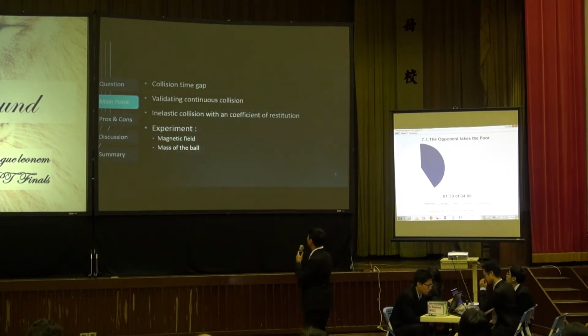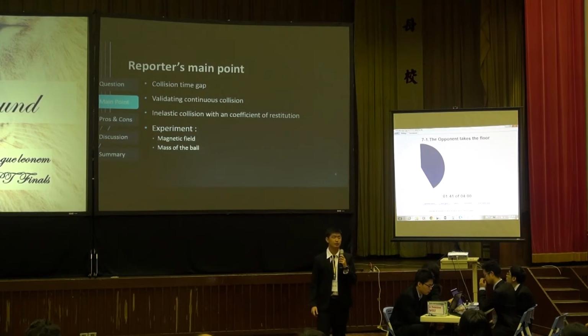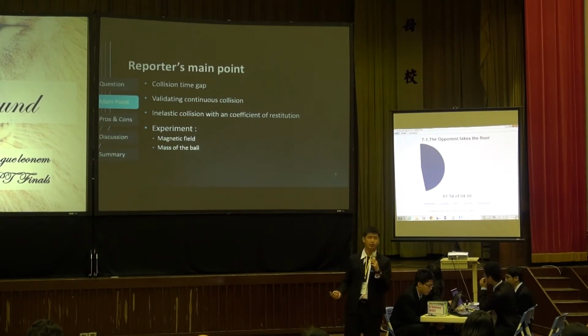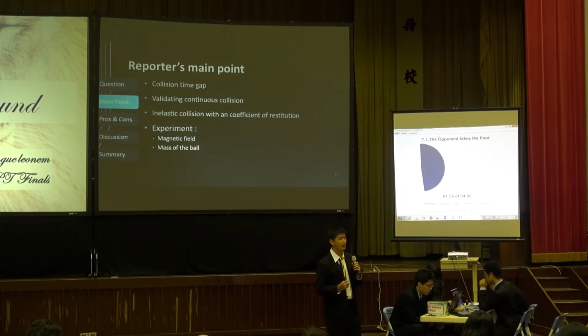So in the collision of the time gap, which was discussed in detail in his experiment, he also changed the parameters of magnetic field and mass of the ball, which will influence the time gap due to the multi-collision. And I wish to skip into my discussion. Thank you.